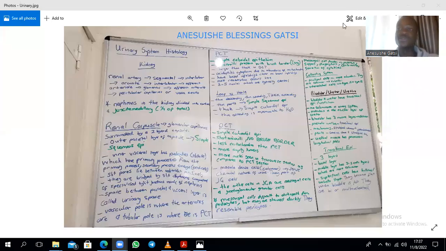Hello and welcome to a discussion on the histology of the urinary system. So the urinary system is going to be composed of the kidneys, the ureters, the bladder, and the urethra. Function-wise, the kidneys are going to be involved in excretion of metabolic waste.